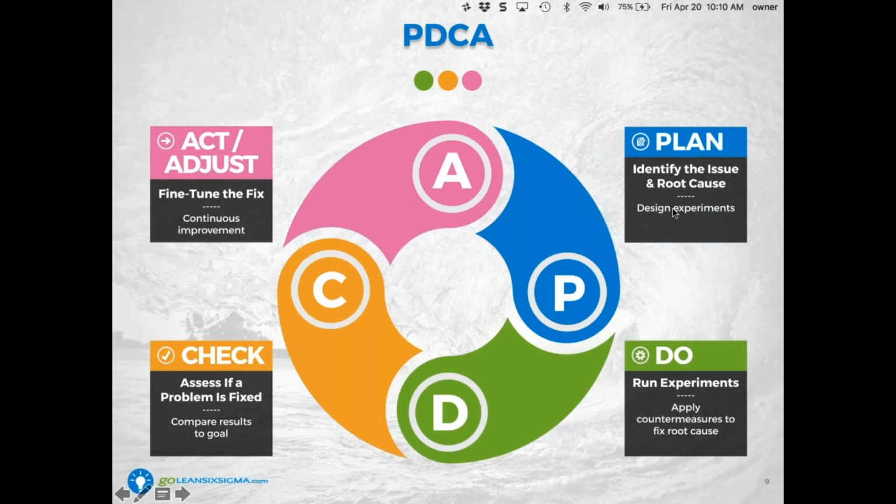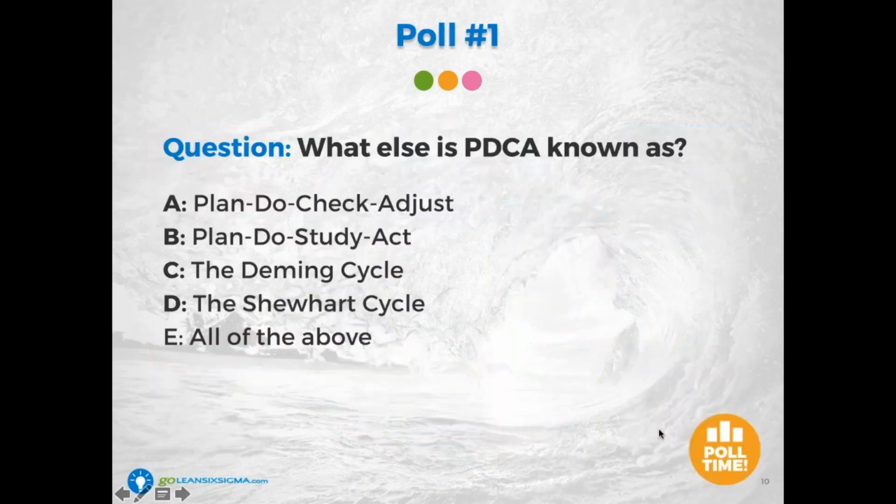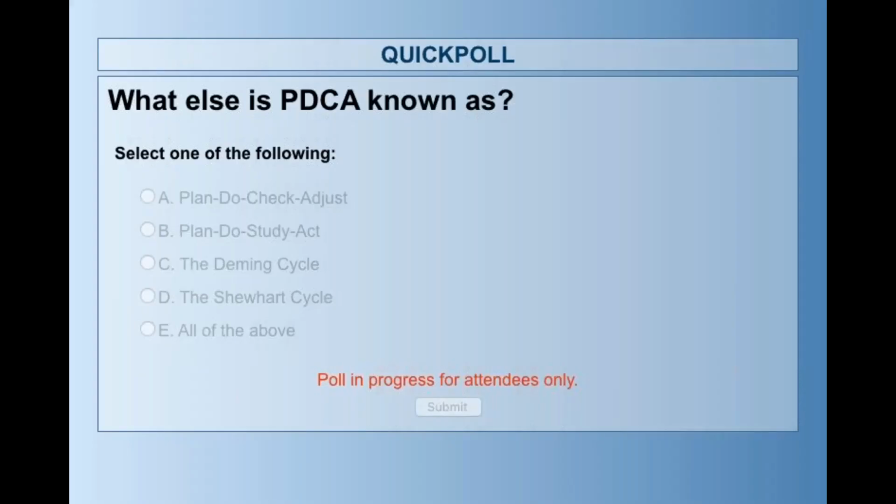So I have a poll for you already, and this is really more designed to see what you know so far about PDCA. And again, this is introductory, so if you don't know the answer, that is okay. We have a poll for you, and we're going to launch the poll, and I'm going to have you actually tell us your thoughts here. So this is basically, what else is PDCA known as? And you've got a couple of examples. You've got Plan, Do, Check, Adjust. Oh, I guess I gave that one away. Plan, Do, Study Act, the Deming Cycle, the Shewhart Cycle, all of the above.